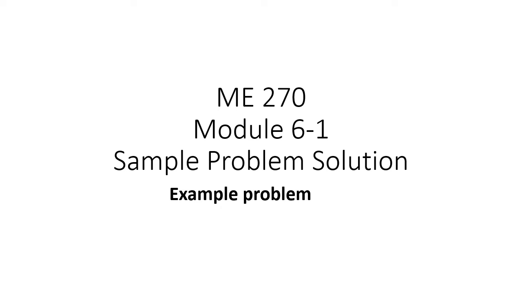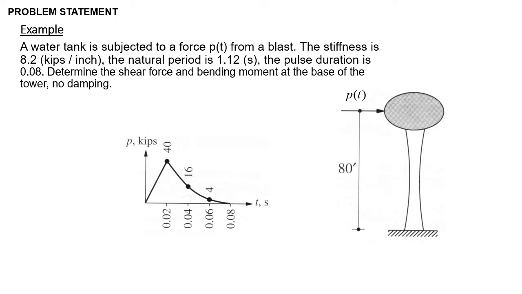So let's take a look at a sample problem from Module 6.1. In our problem statement, we can see that we have a water tank that is subjected to a force, P(t), from a blast. The stiffness is given to us as 8.2 kips per inch. The natural period is given to us as 1.12 seconds, and the pulse duration is given to us as 0.08. They ask us to determine the shear force and bending moment at the base of the tower with no damping.